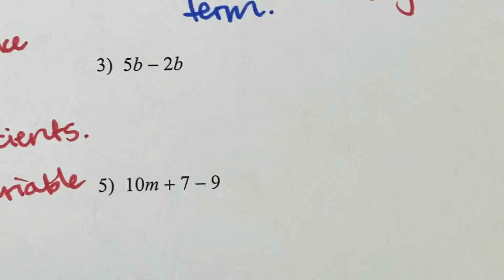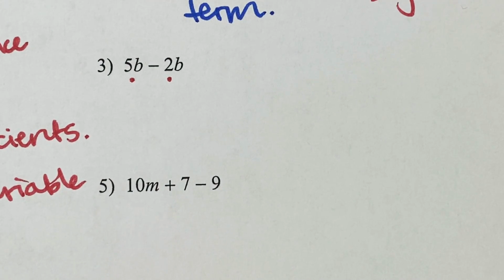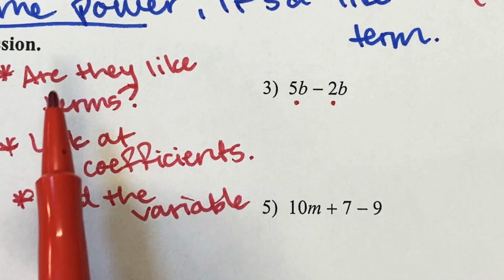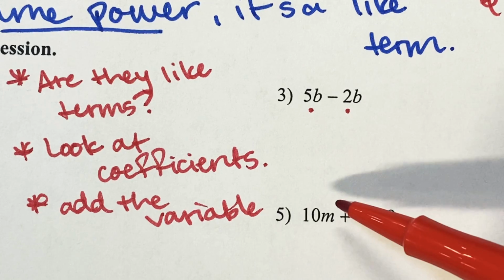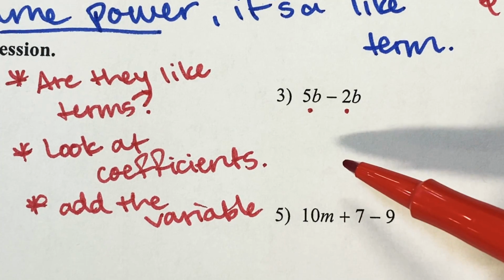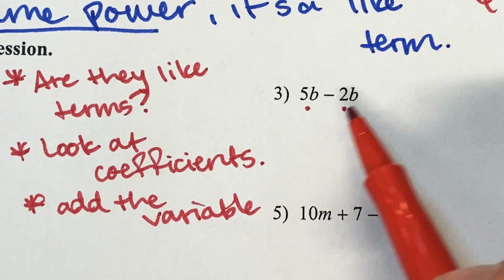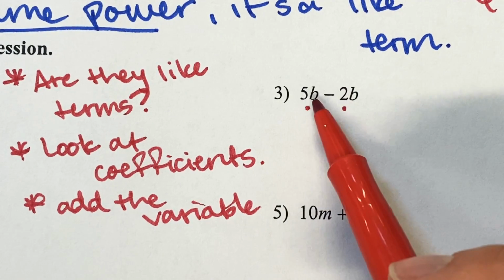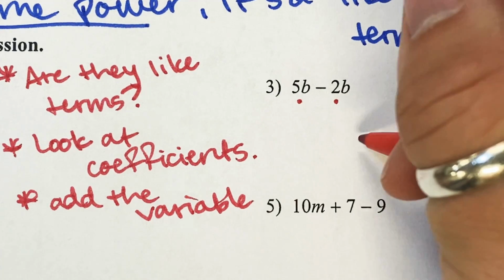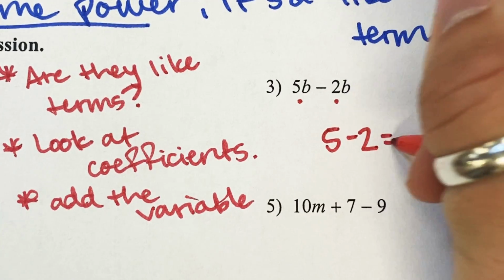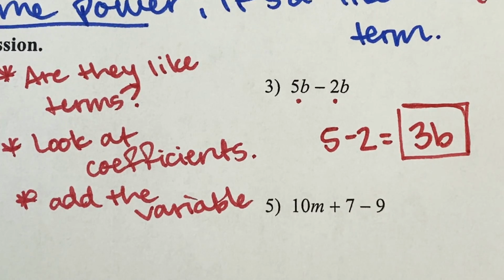So let's look at number 3. I have two terms, 5b and negative 2b. Are they like terms? This one has a b to the first power. This one also has a b to the first power. That means yes, they are like terms. So now let's just look at the coefficients. Let's do baseballs for b. So I have 5 baseballs, subtract 2 baseballs. How many baseballs do I have? 5 minus 2 is going to give me 3. Just put the variable back on there. And that is our simplified expression.